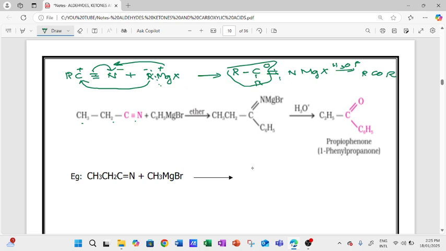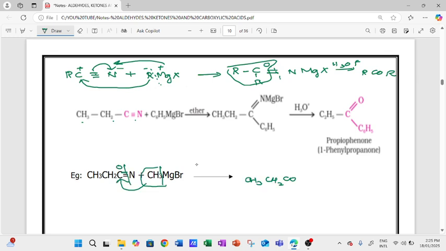Without writing the intermediate in the mechanism, we can simply write it like this. See the example: CH3CH2C≡N, ethyl cyanide or propanenitrile. In this CH3MgBr, the CH3 is the alkyl group that shifts to this carbon, and this bond breaks, and here you write oxygen as well. It means CH3CH2CO, that carbon with the oxygen, and the same carbon attached with the CH3. That CH3 comes from the alkyl magnesium bromide or Grignard reagent. So without writing the mechanism, we can simply write the reaction this way.